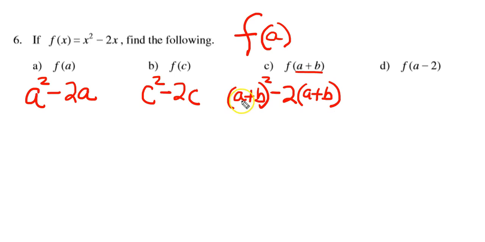So this is something we can handle. We're going to square the a. Multiply these two together, we get ab. Double it, 2ab. Square the b, and we get b squared. Minus 2 times a is 2a, minus 2b.